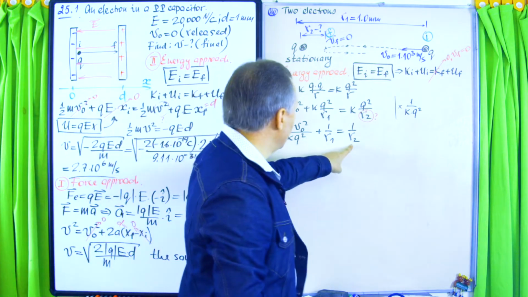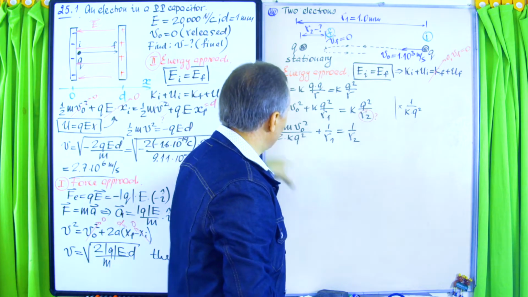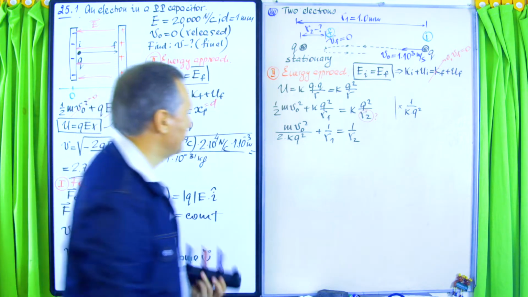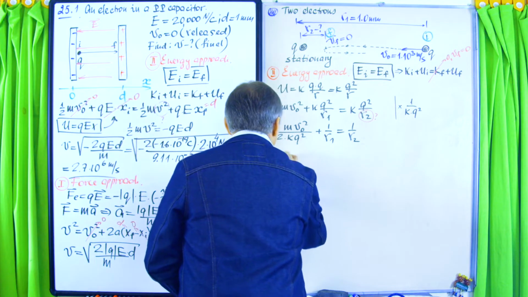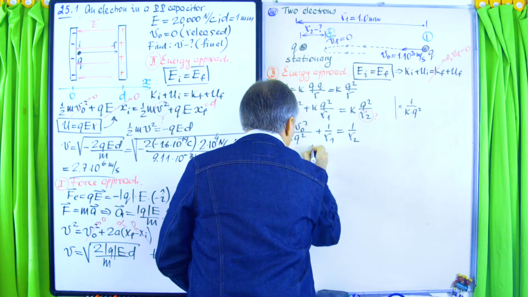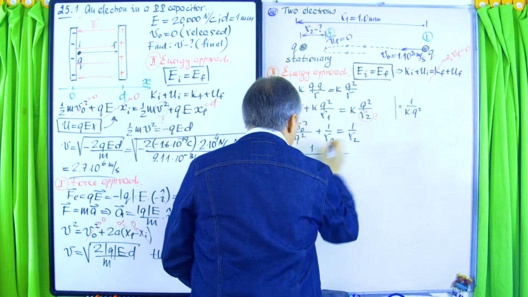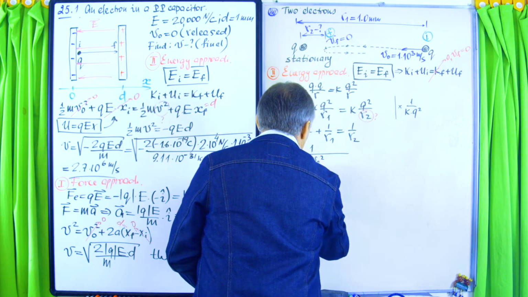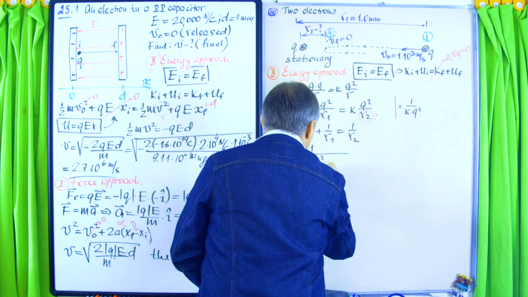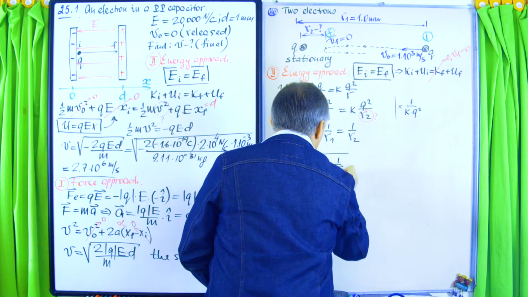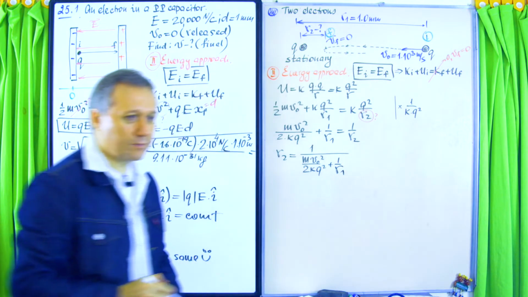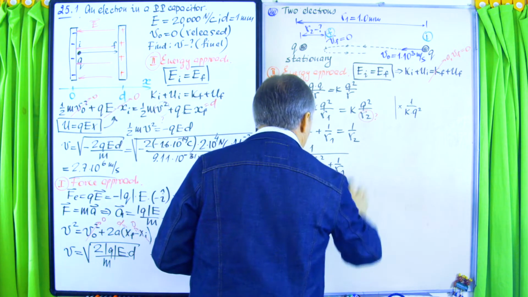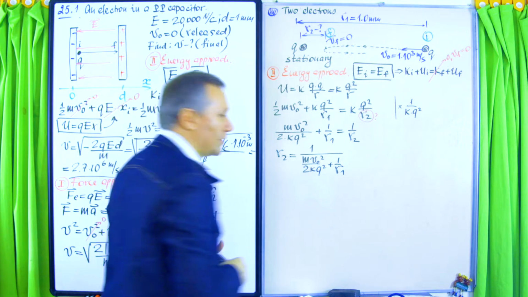Now, in order to get r2, we just need to take this whole thing and put it in the denominator on the right-hand side. So r2 equals 1 over, and I will just rewrite this whole structure: m v naught squared over 2kq squared plus 1 over r1. Okay, that's it. That's the answer in algebraic form.